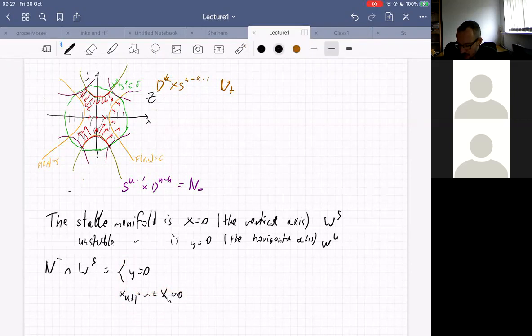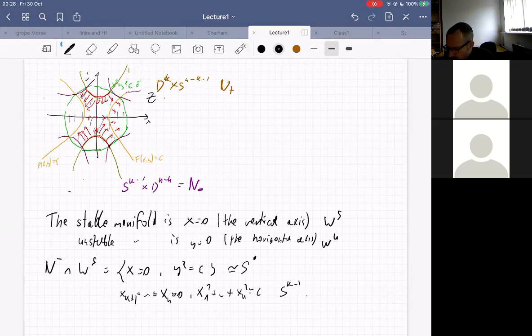Y equals 0, and so x squared is equal to epsilon, x equals 0. And y squared is equal to epsilon. So this is S^0 and x_1 squared plus ... plus x_k squared is equal to epsilon. So this is S^{k-1}.